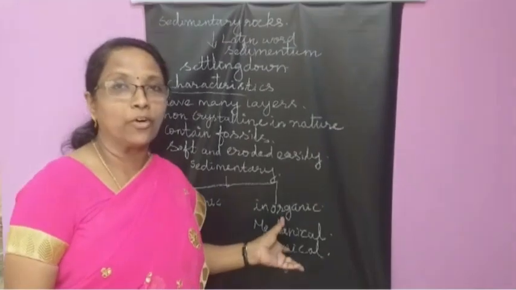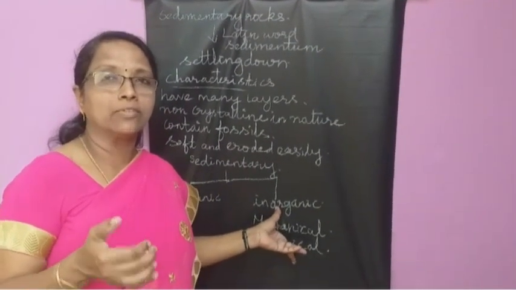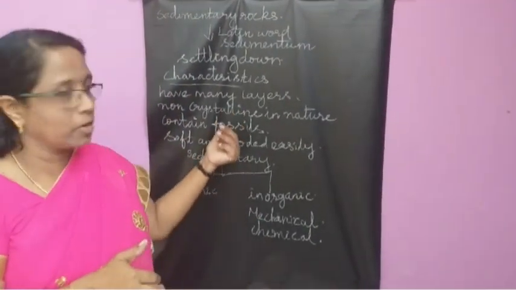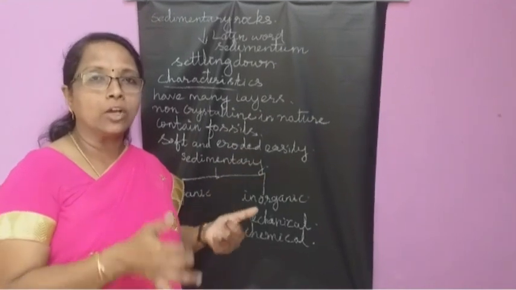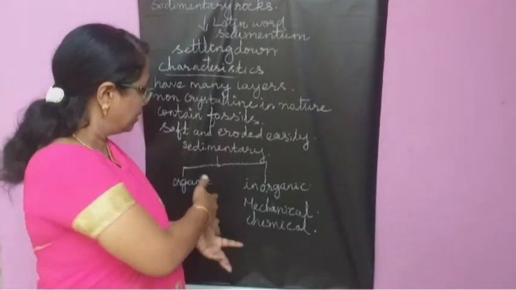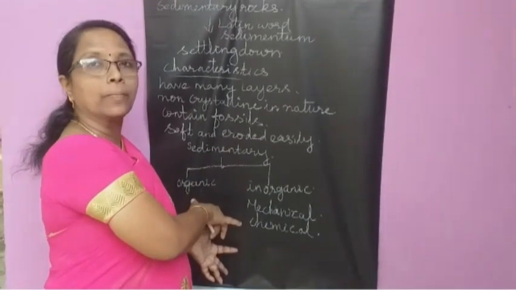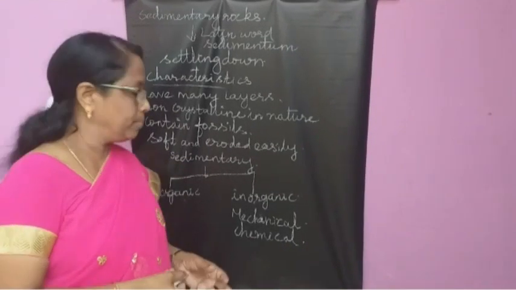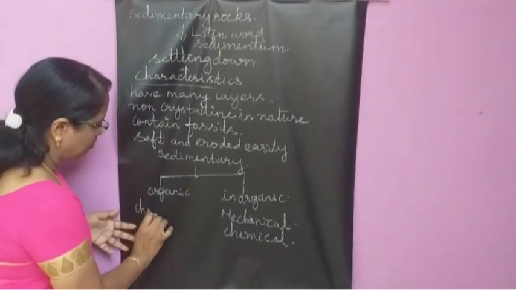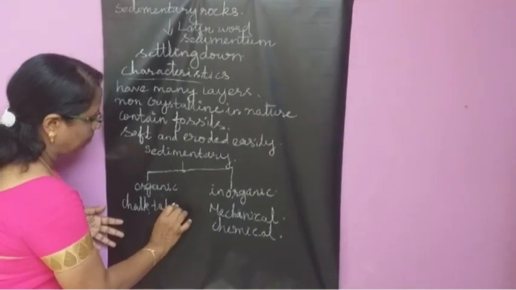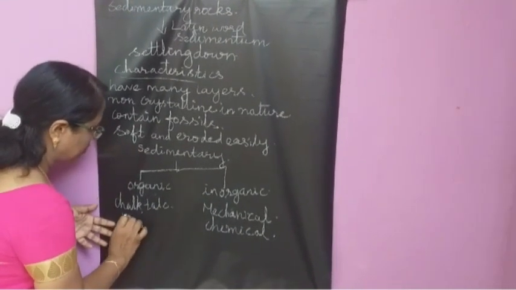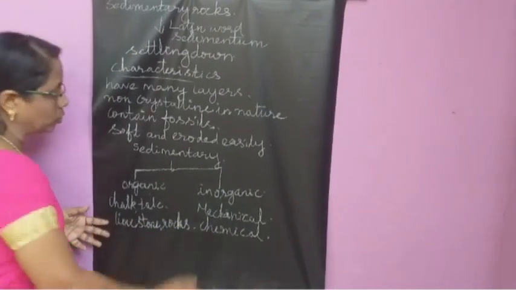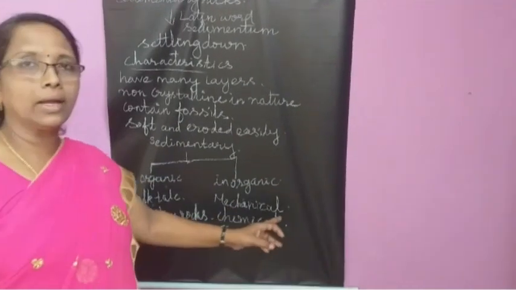Organic sedimentary rocks, from the word itself we can identify that they are formed as a result of the decomposition of dead animals and plants. They contain fossils. We already saw they contain fossils. Examples: chalk, talc, and limestone rocks.